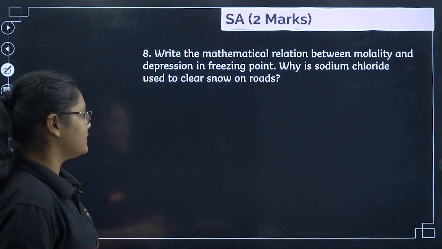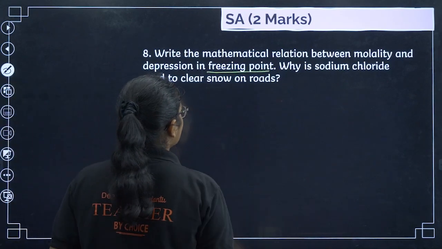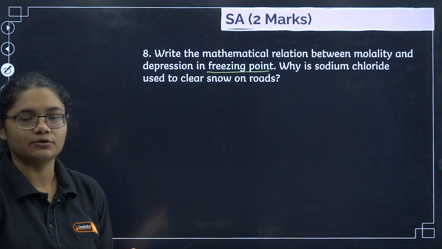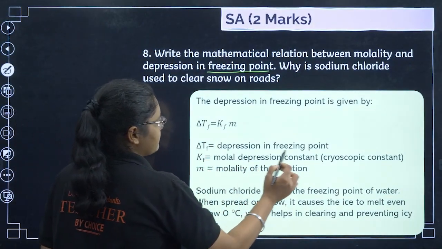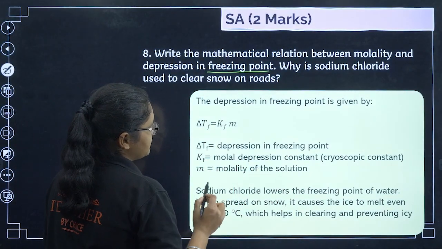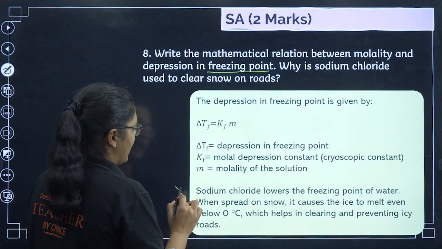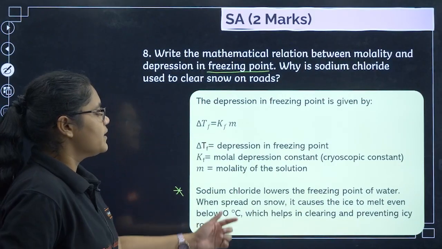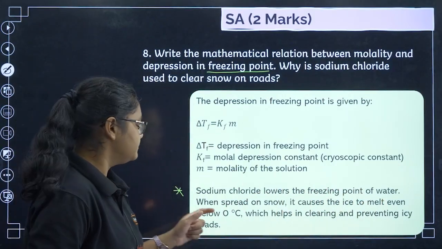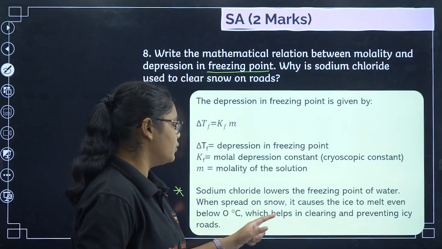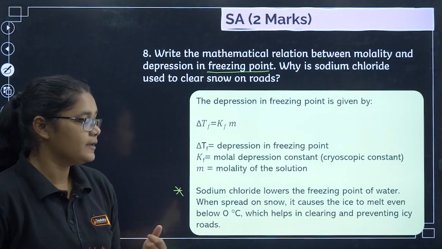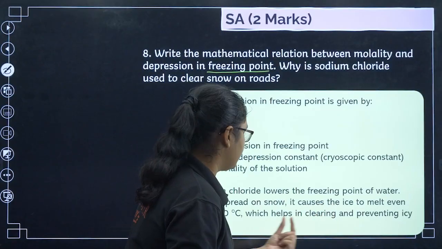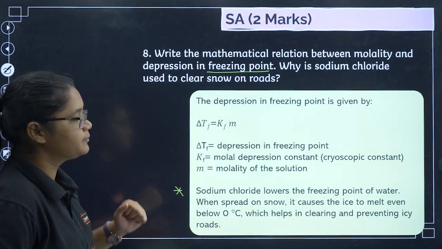So that is why we add this one, and the mathematical formula here is delta Tf = Kf × m. Here delta Tf is the depression, Kf is the molal depression constant, m is molality. And why do we add sodium chloride? It lowers the freezing point of water. When spread on the snow, it causes the ice to melt even below 0 degrees Celsius, which helps in clearing and preventing icy roads.